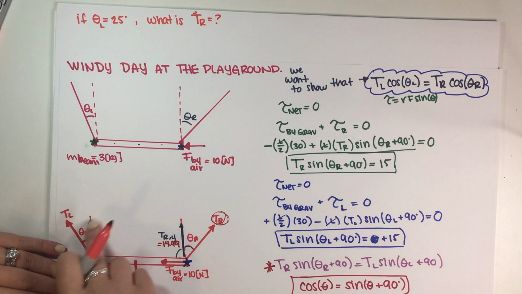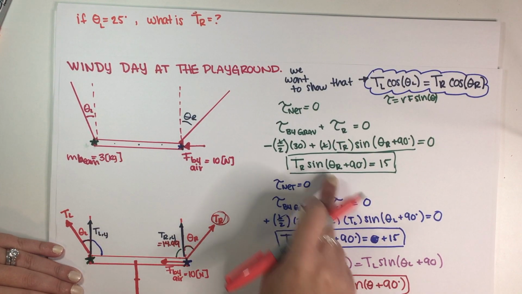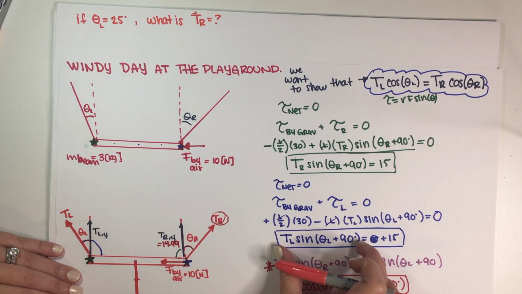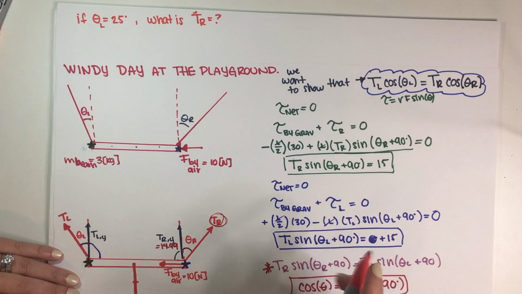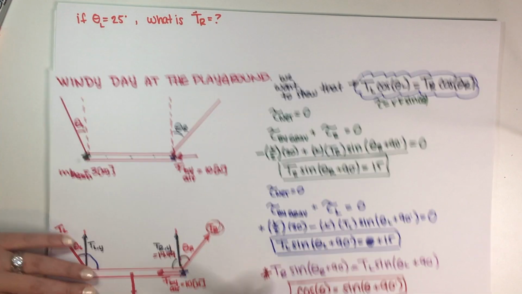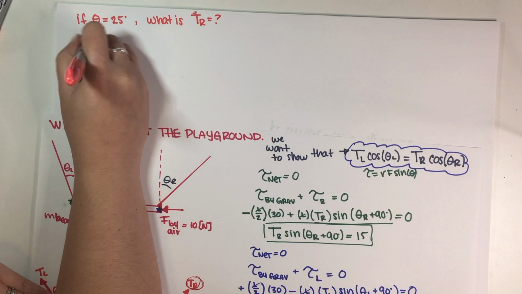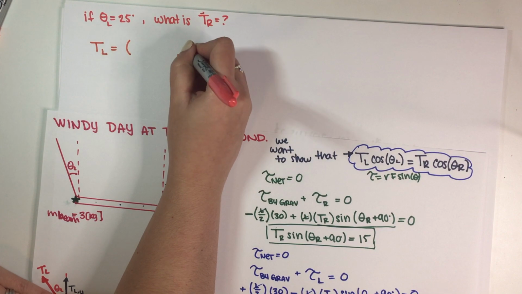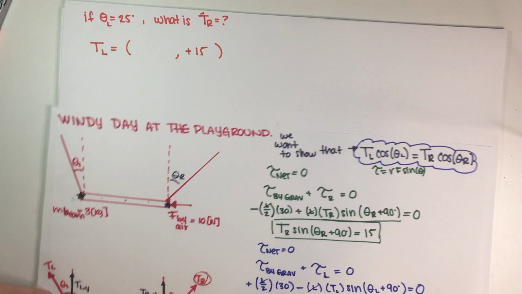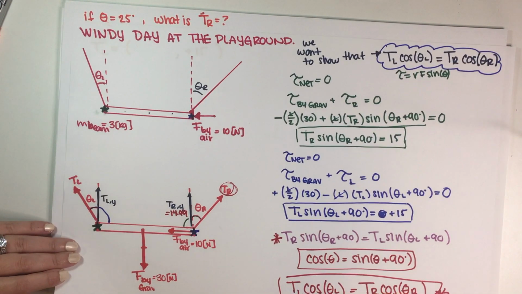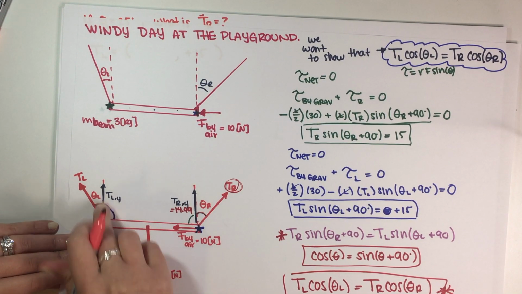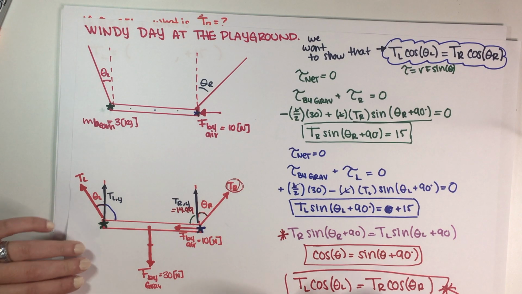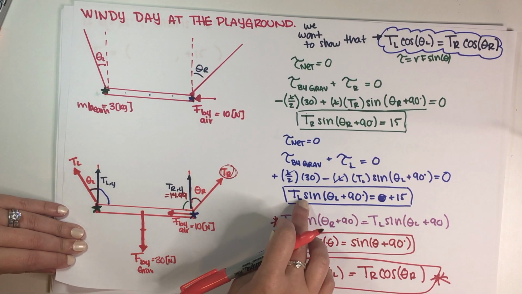The y component of TL we already know because of this equation. We already said that this is equal to cosine, so the y component is going to be equal to 15. So let's just write that. TL in terms of x and y components, the y component is equal to 15. Now the x component is just basically the magnitude of TL times sine of the angle. So let's just go ahead and find the magnitude of TL.